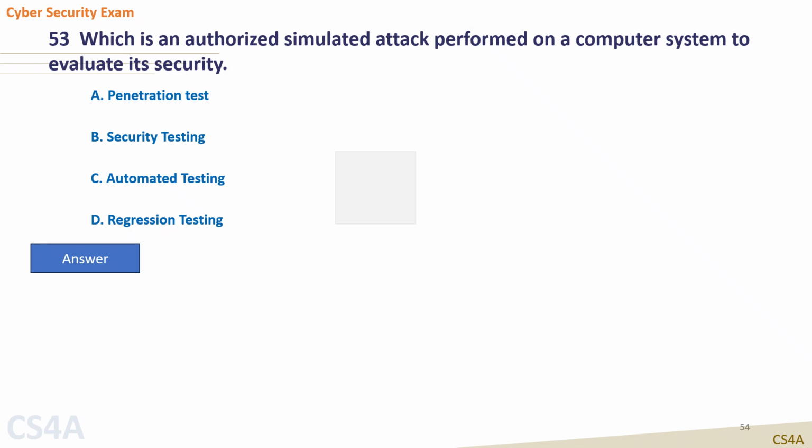So here the question is, which is an authorized simulated attack performed on a computer system to evaluate its security? Here the keyword is evaluate its security. Option A, penetration testing, is a correct answer. Security testing might also be correct, and automated testing and regression testing are not related to security. Since the question states authorized simulated attack, penetration testing is the appropriate answer.